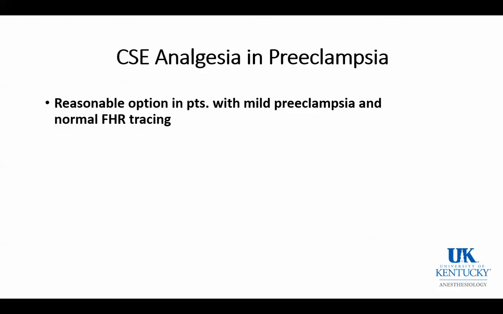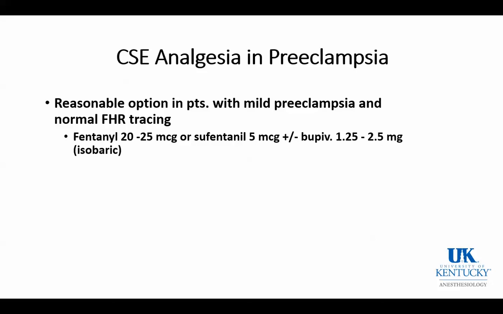So how do I handle CSE in the preeclamptic patient? Well, if I have a patient with mild disease, no severe features, and she's doing fine, blood pressure's looking good, the fetal heart rate tracing looks okay, and she's really hurting, she's held off, didn't want an epidural, now she's 8 centimeters, I think it's reasonable to do a combined spinal epidural in that patient for sure. And I would dose it in the usual way that I would dose any combined spinal epidural, 20 to 25 mics of fentanyl, usually with either 1.25 to 2.5 milligrams of isobaric bupivacaine.